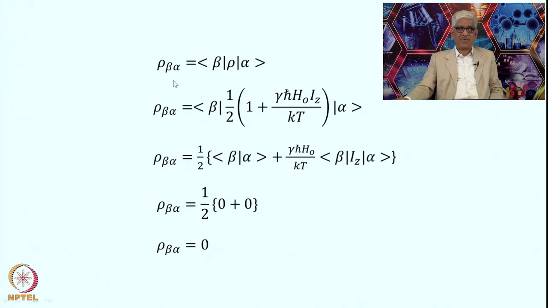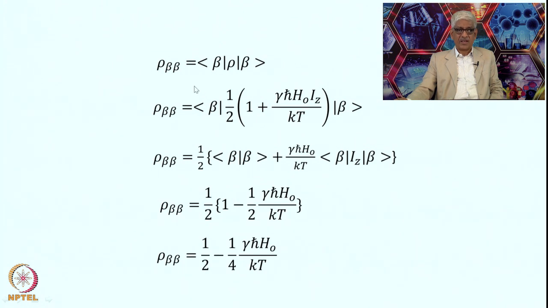Similarly, beta alpha, if I calculate, will again give me half; this is beta here and alpha there. Therefore this is half beta alpha, which will be 0. And here, once again, this constant being the same, Iz on alpha gives me half alpha, therefore beta alpha also gives me 0, so this will also be 0.